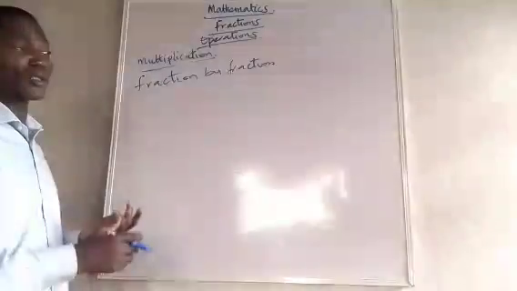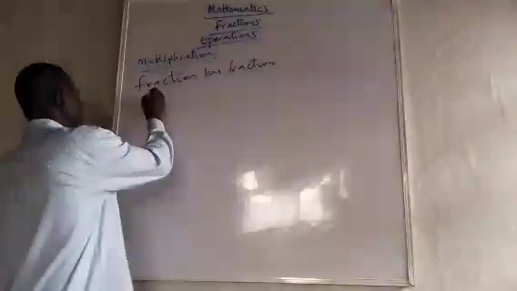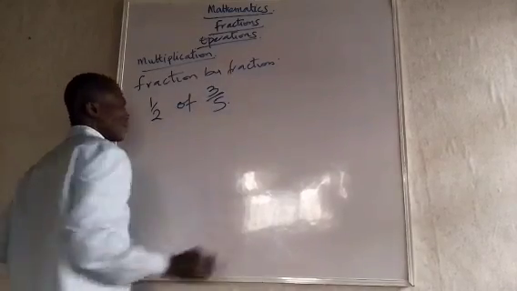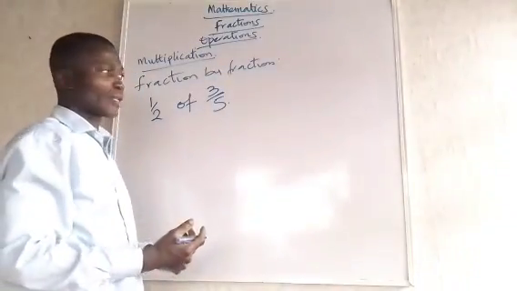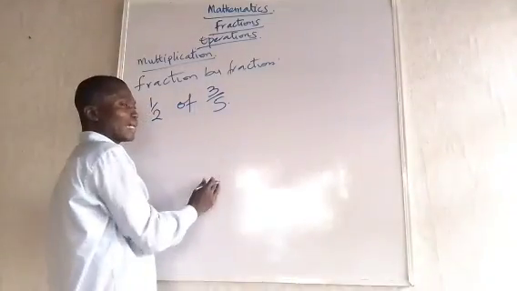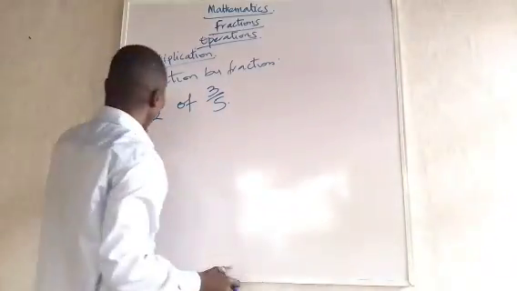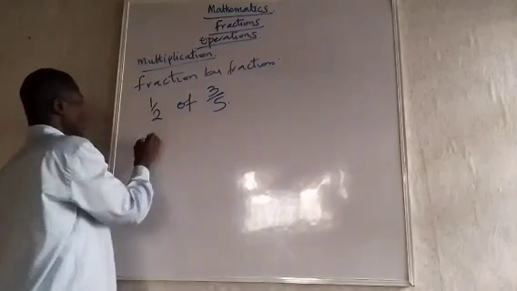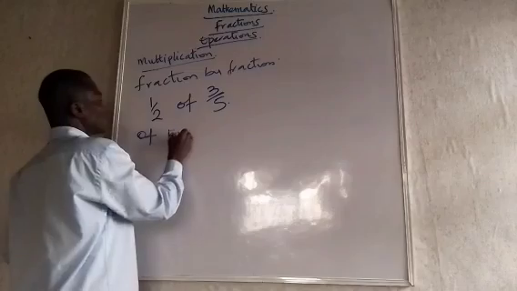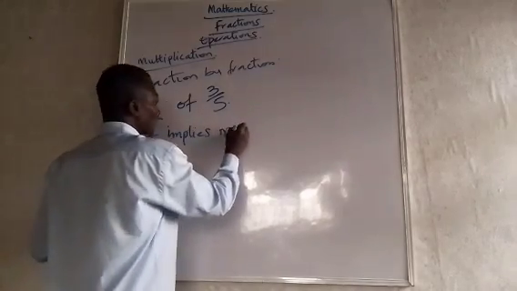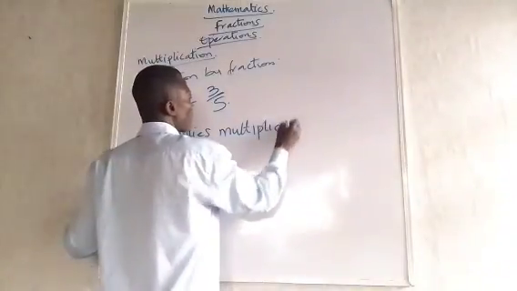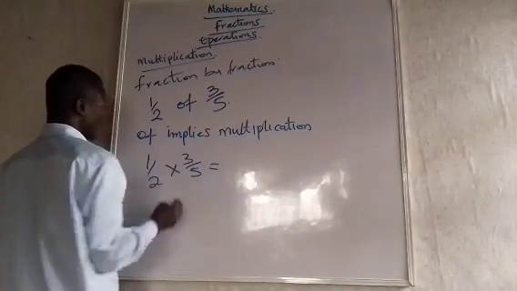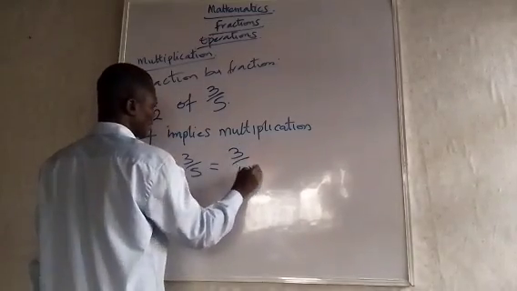Now, let's talk about, in mathematics, when we are saying something 'of', it means we turn everything to multiplication. Let's say half of 3 over 5. That is, we want to break this one into half again. If we have drawn it and cut it into half again, you will see that it's going to be multiplication. So when you have 'of', it implies multiplication. So here, it means half times 3 over 5. That gives us 3 over 10.